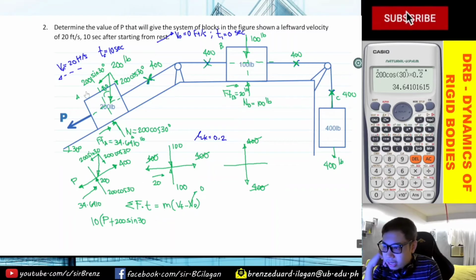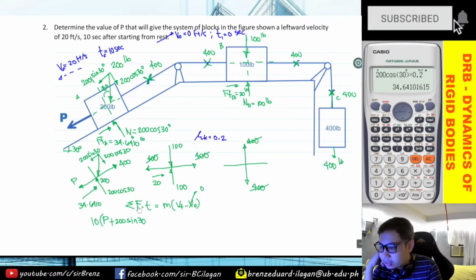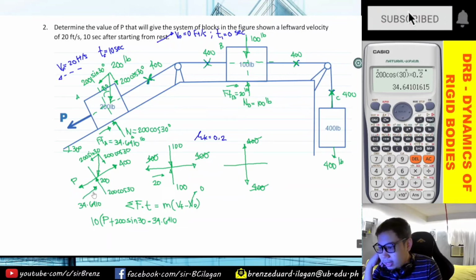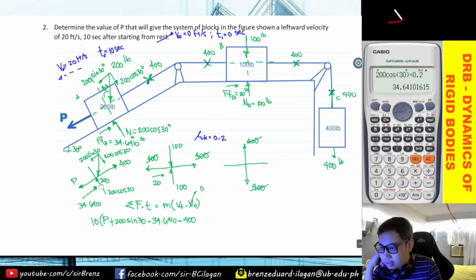Okay, so again, let's get back to block A. So ano ba yung nag-contribute to negative impulse? So we have the frictional force of 34.6410. So that will be minus na. And then, ano pa ba? So we have here the tension in the cable, so that is minus 400. And I think we're done with the first block.